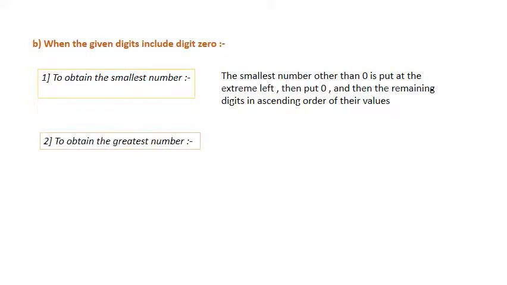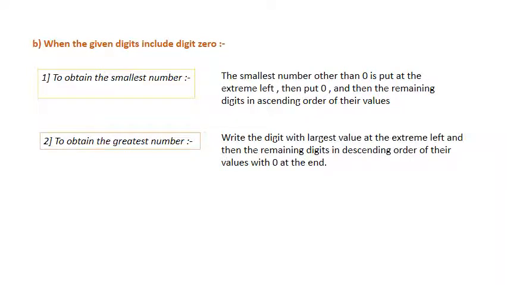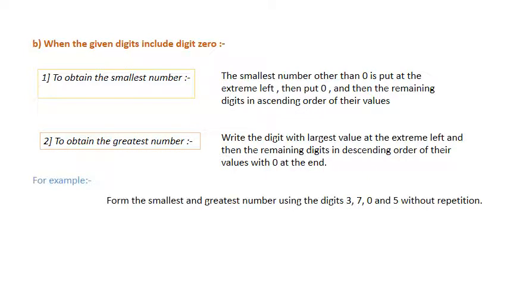Now to obtain the greatest number, write the digit with the largest value at the extreme left and then the remaining digits in descending order of their value with the 0 at the end. For example, form the smallest and greatest number using the digits 3, 7, 0 and 5 without repetition. Now in this example, digit 0 is included here.